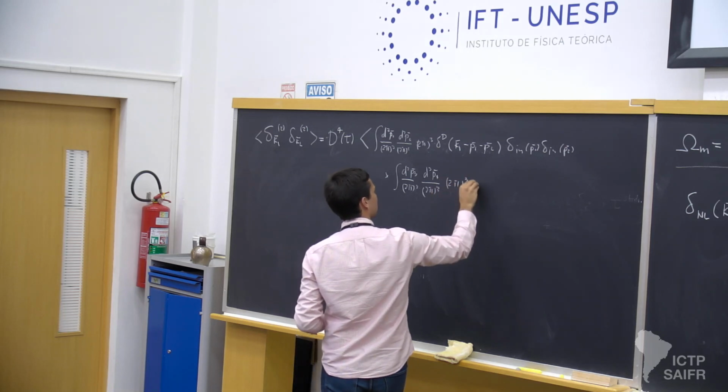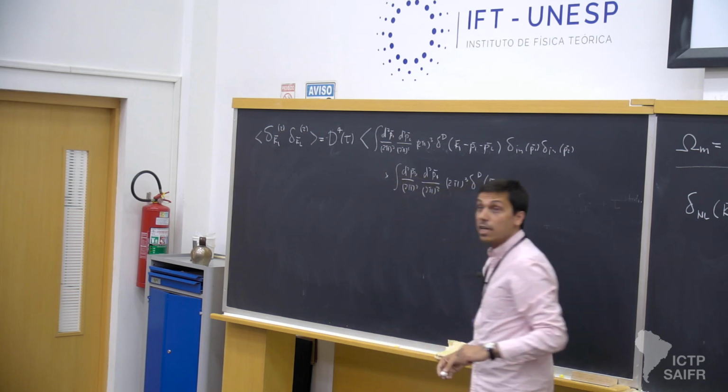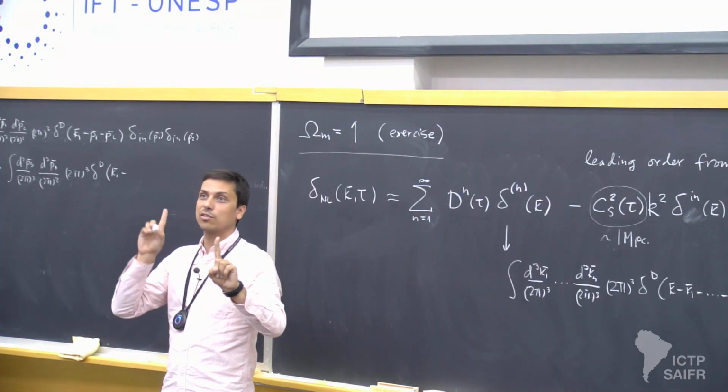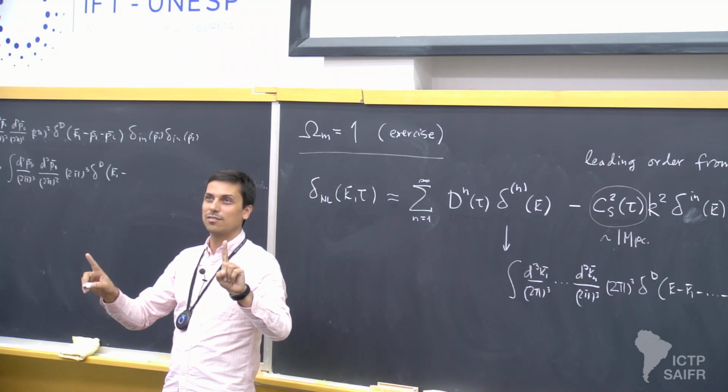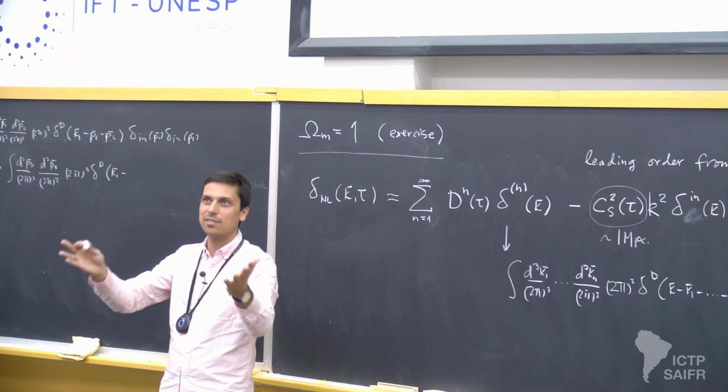Yes? So your delta initial is the same thing as delta 1? No, it is not. It is not the same. The delta 1 is the growth factor times delta initial. But you're right. In terms of statistics and k dependence, they're the same. Yes.